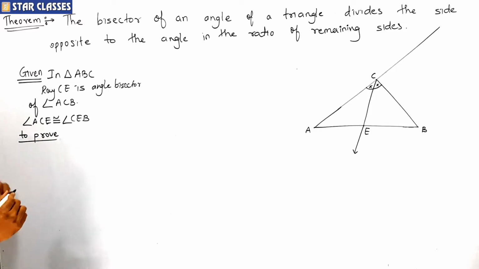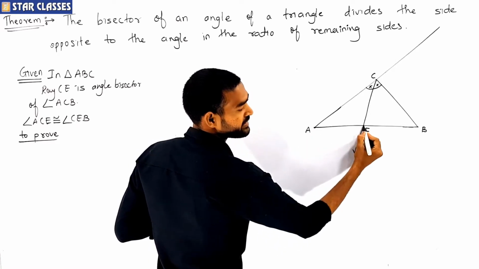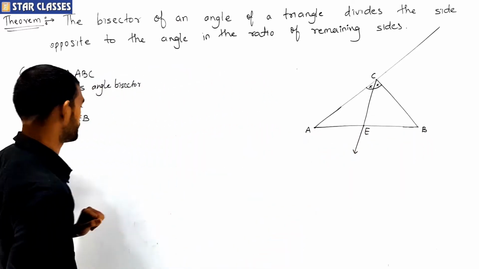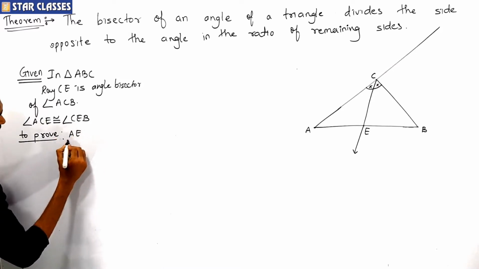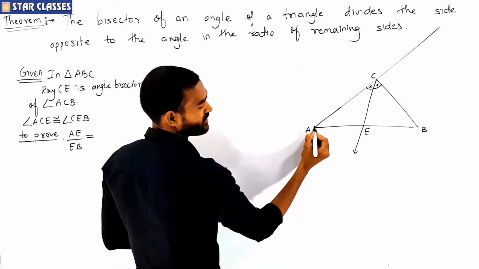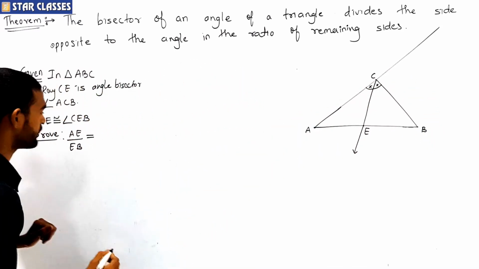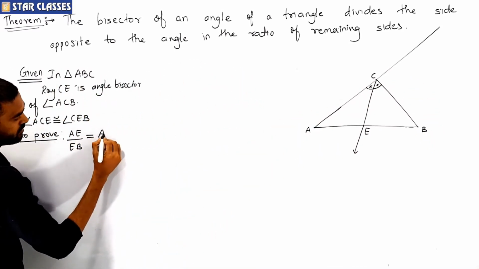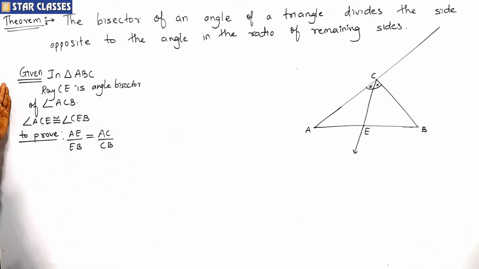Now next we'll write to prove. What we need to prove? We need to prove that AE upon EB is equals to, again I'll start with AC upon CB. This we need to prove. Clear, students? So this was my given and this is our proof.